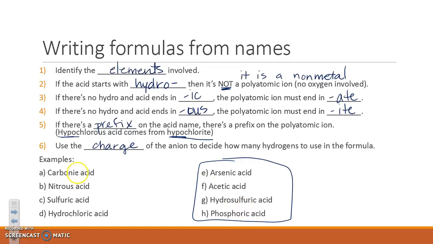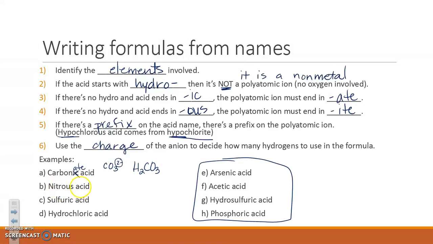All right, carbonic. First, is there hydro? No, so it has to be a polyatomic ion. IC gets changed to ATE. Carbonate is CO3 with a -2 charge. How many hydrogens do I need? 2, so H2CO3.